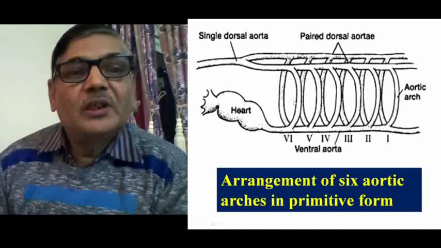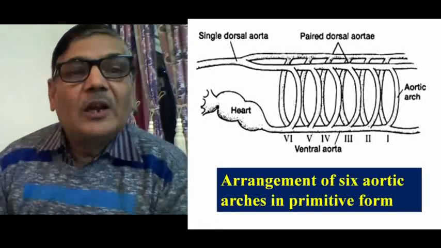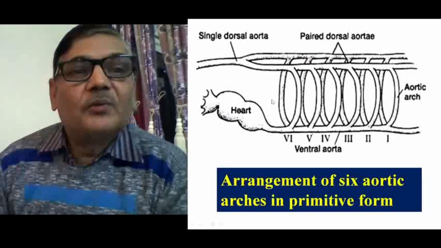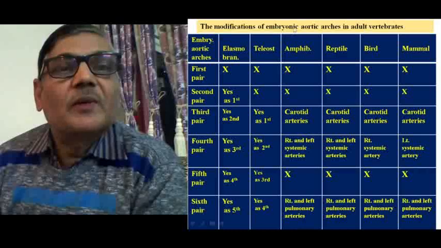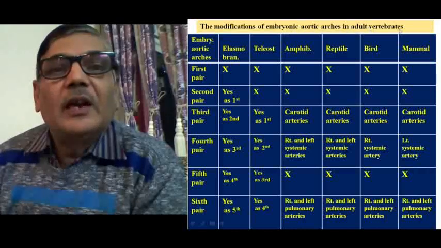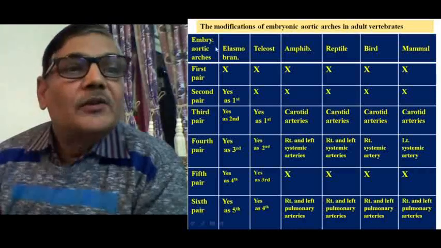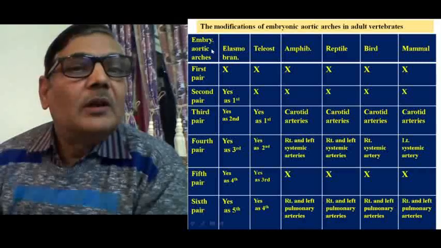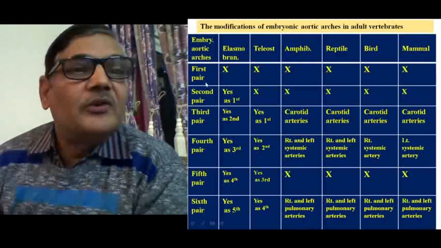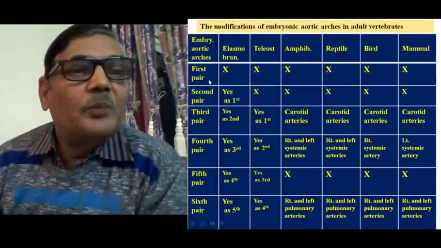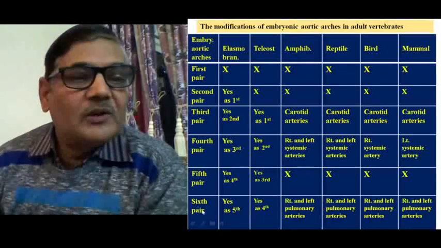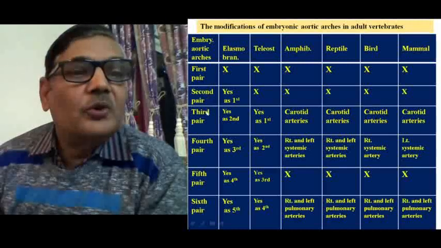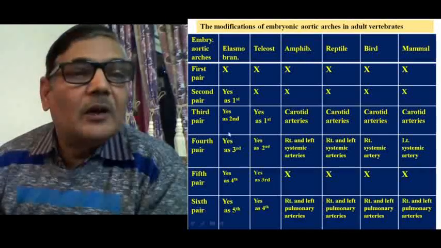Now we have to see what kind of modifications have occurred in different forms of vertebrates. So this table shows the modifications of embryonic aortic arches in adult vertebrates. See, on this left side column, the embryonic aortic arches are mentioned. As we know that there are 6 pairs of aortic arches. So here first pair, second pair, like this 6 pairs of aortic arches are shown in this left side column.